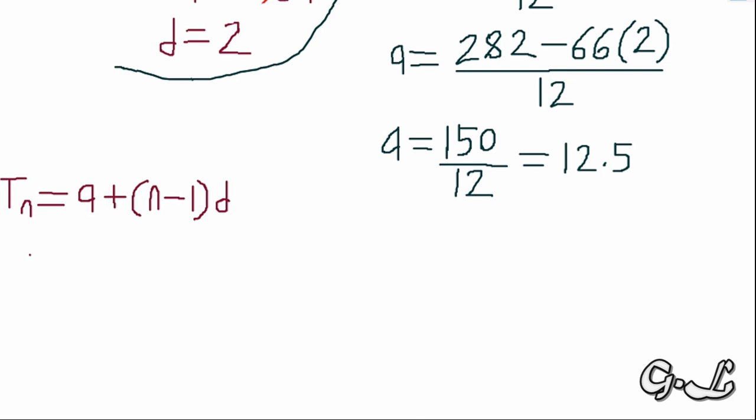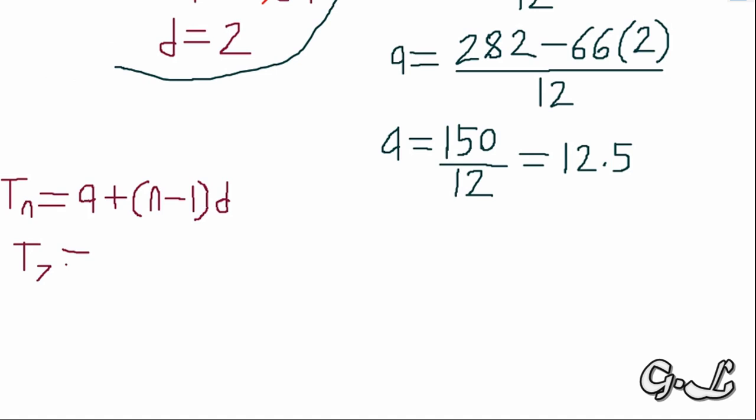So now, do we have A? Yes, we have the A. Do we have the D? Yes, we have the D. Do we have the N? Yes, we have the N. So now let's try to find the seventh term. So we are going to say T7. That is how we calculate any term in arithmetic progression. We say Tn is equal to A plus open brackets N minus 1 close brackets D. In such a case, we are interested in the seventh term.